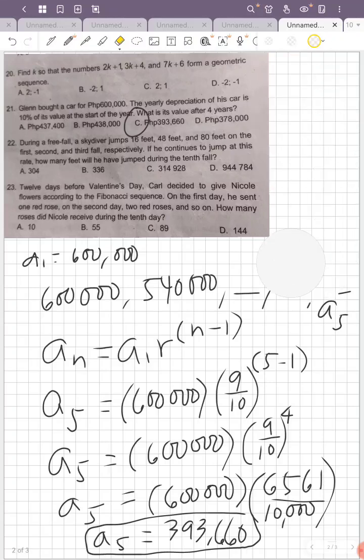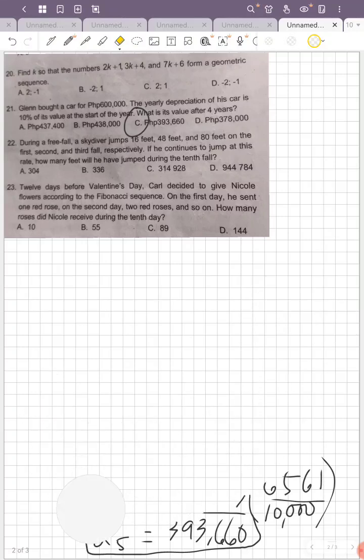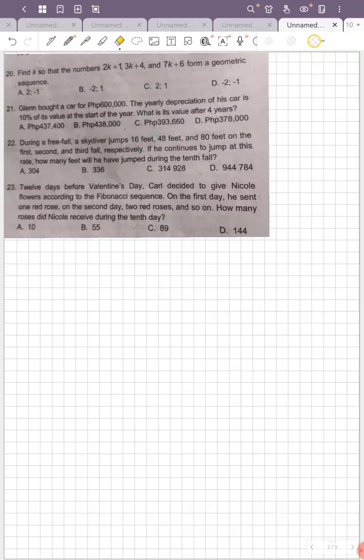So I'm going to erase. Okay, for number 22. During a free fall, a skydiver jumps 16 feet, then 40 feet, then 80 feet on the first, second, and third fall respectively. If he continues to jump at this rate, how many feet will he have jumped during the 10th fall?